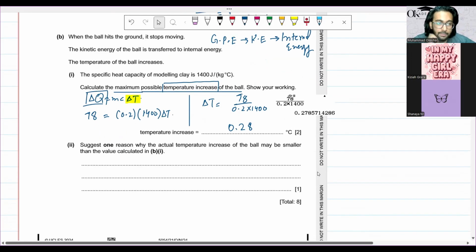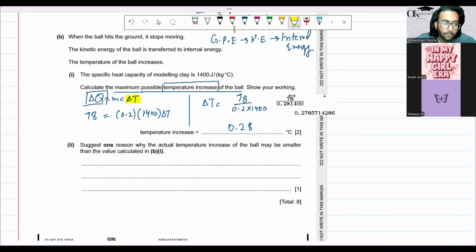What we calculated here is the maximum possible temperature increase, assuming that all of the energy is used in raising the temperature of the body. But is that true? This is true in the ideal case, when there is a very smooth, perfect energy transfer, but this is not what happens in real life. In real life, a lot of energy is lost.